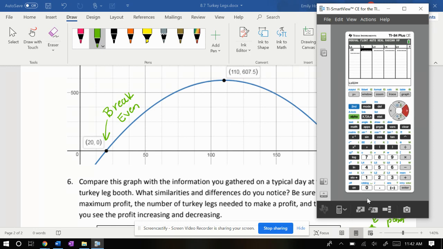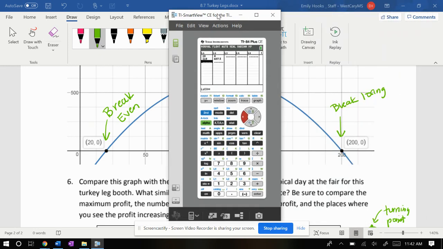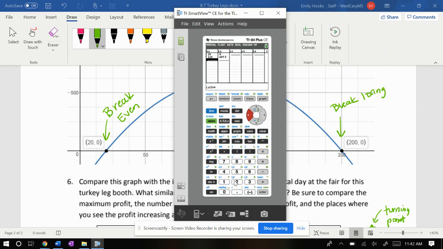Let me scoot it over. 0. Okay, 110 and 6075. Again, I'm not sure if they're looking for exact, but I'll go ahead and show you how to do this because it's not that bad. And then you type in your third point, which was that other point, 200 and 0. So 200 and then 0.